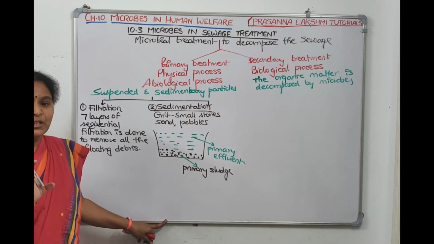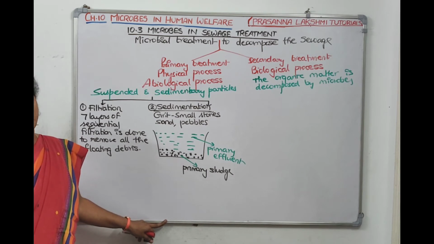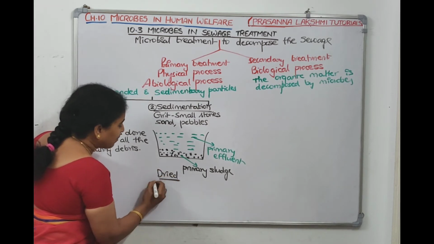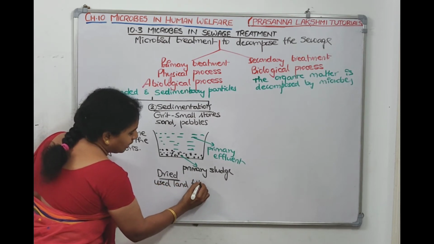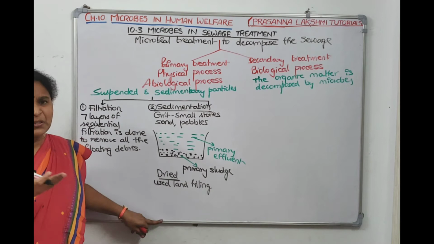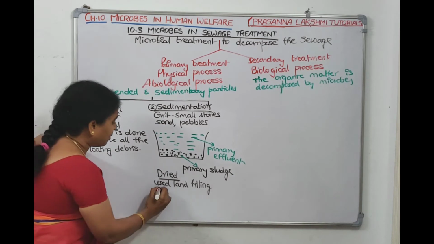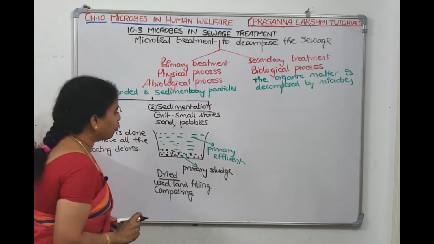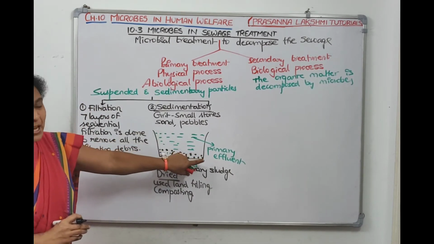Now what do we do with this primary sludge? We take this primary sludge, and it can be dried and used for landfilling, because it is only stone and sand. It can also be used for composting. Now we are going to take this liquid part which is called primary effluent.